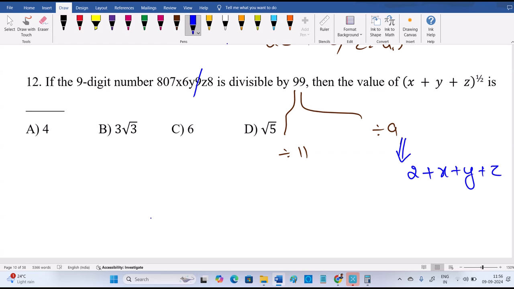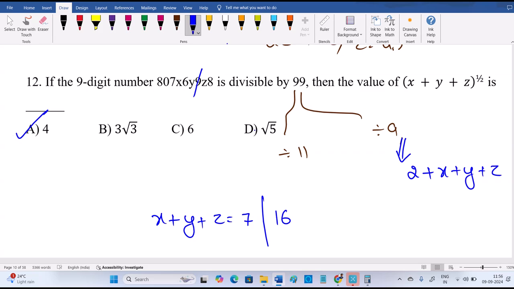So I can try x plus y plus z equal to 7. But if I take 7, root 7, there is no option. Or I can try x plus y plus z equal to 16. Why, sir? 2 plus 16, 18. 18 is divisible by 9. So root 16 equals 4. Guys, with that I got 4 as the answer already.